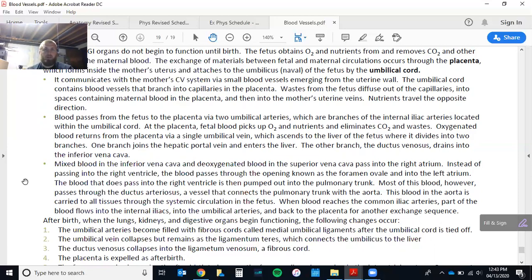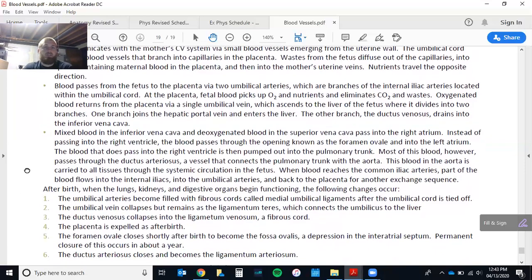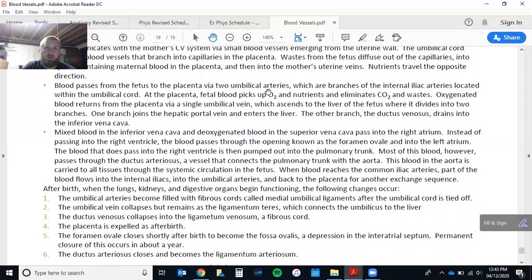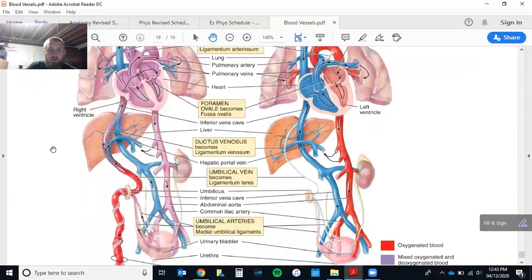So it's kind of funky. We've got veins carrying nutrients with babies, and so it's kind of flipped here. Okay. Blood will pass from a fetus to the placenta via two umbilical arteries. These are branches of the internal iliac arteries located within the umbilical cord, which we can see.